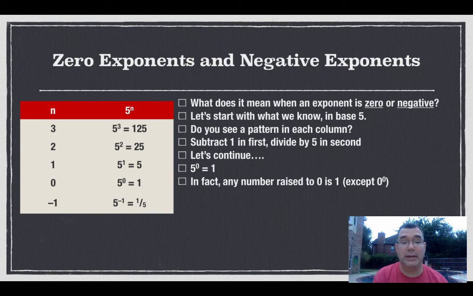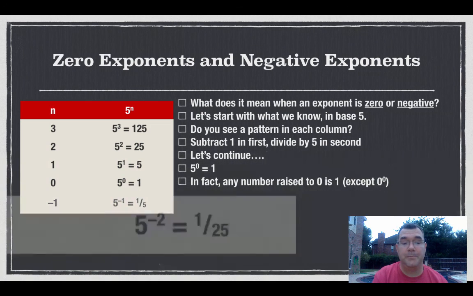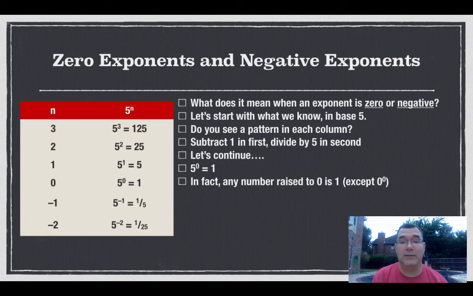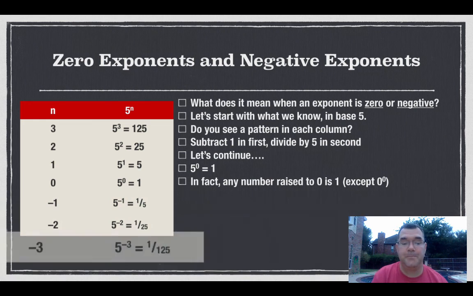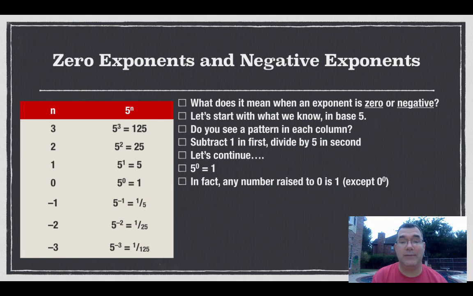So now I drop the value of n one more, and I get to negative 1. And so that is 5 to the negative 1. And if I continue the pattern in the second column, 1 divided by 5 is 1/5. If I keep going, negative 2 is the next number if I drop by 1. And then 5 to the negative 2 is going to be 1/5 divided by 5, which is 1/25. Okay, drop one more and I get to negative 3 in the first column. So 5 to the negative 3 would have to be 1/25 divided by 5, which is 1/125th.